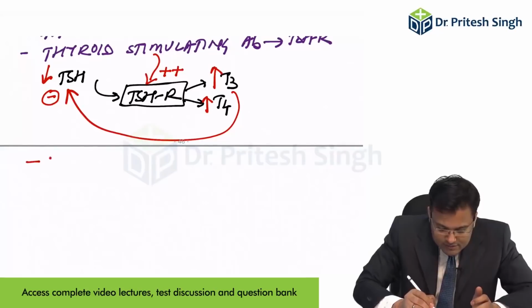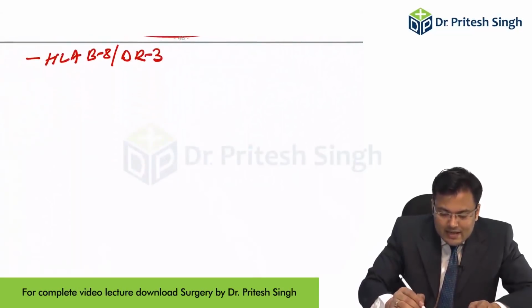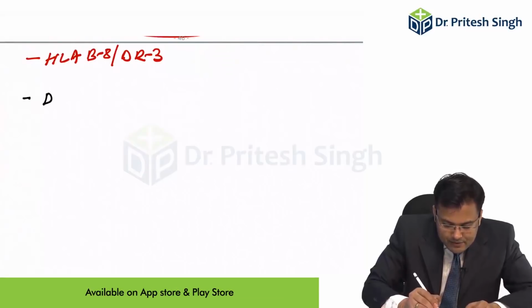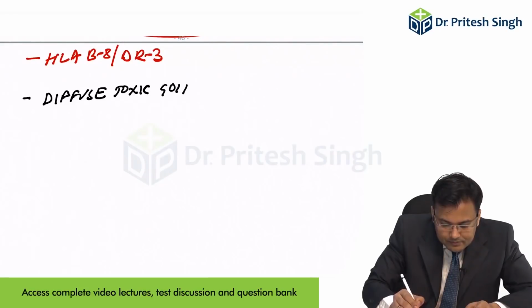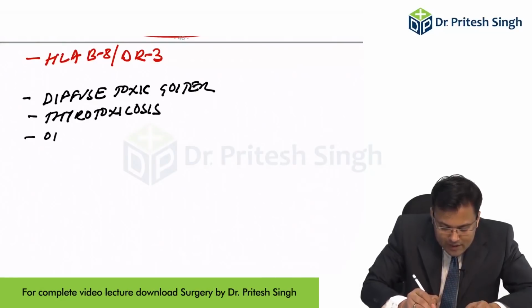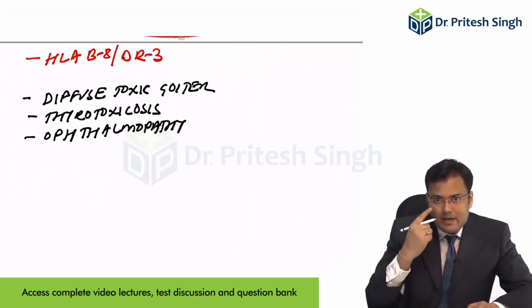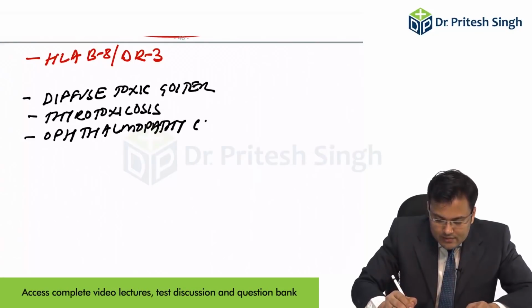So this is an autoimmune disorder associated with autoantibody against TSH receptor. It is associated with HLA B8 and DR3. It is characterized by diffuse toxic goiter, thyrotoxicosis, ophthalmopathy. Ophthalmopathy means exophthalmos. So that is exophthalmos.